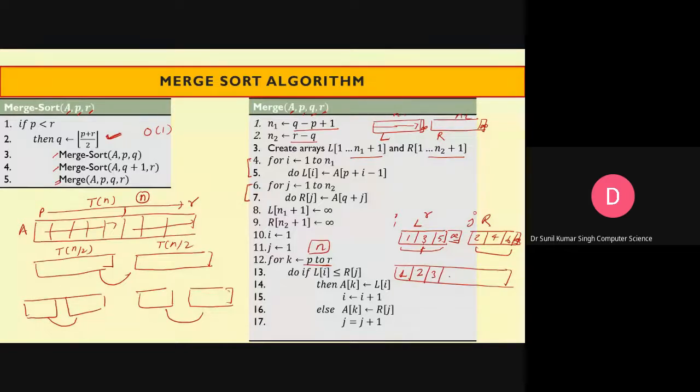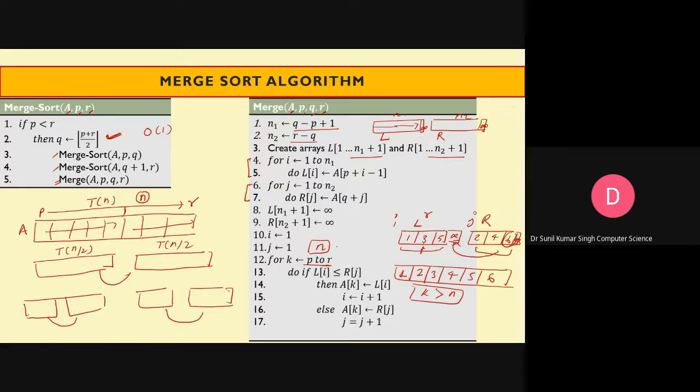So in the end you'll find 3, 4, 5 and 6. 6 will come by comparing with the infinity. So this 6 will be compared with this infinity, and then you'll find that after clubbing these values, this k will be greater than n. k will be greater than n, and then this algorithm will terminate.